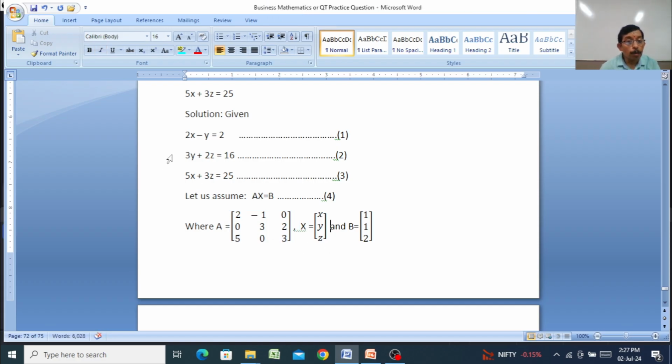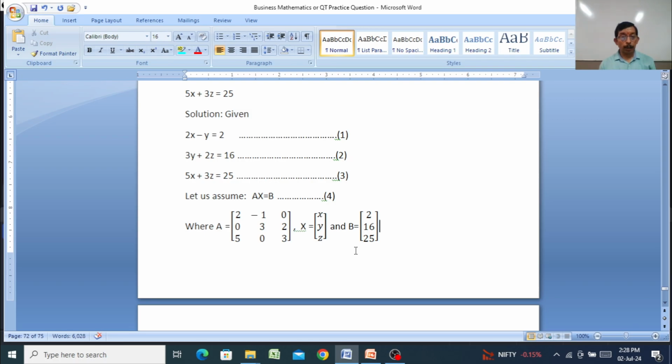Now X holds the unknown values given in the first, second and third equations. There are three unknown values x, y and z. Note them down in the column matrix. This is represented by X, and B is the constant values in the first, second and third equations. The first equation's constant value on the right hand side is 2, note down 2. In the second equation the constant value on the right hand side is 16, note down 16. And the third equation's constant value on the right hand side is 25, note down 25. Is it clear, everyone? These are the matrices A, X and B.